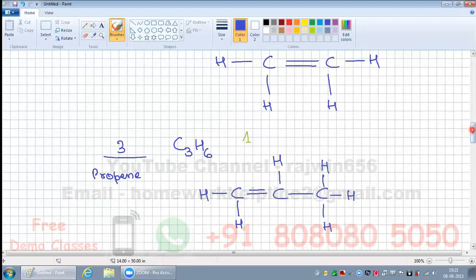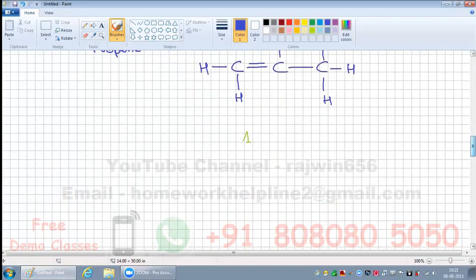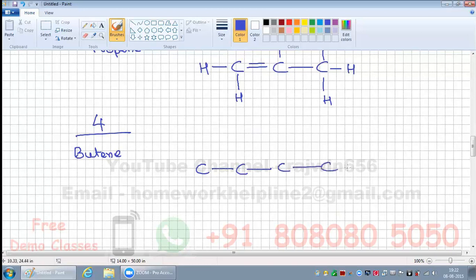The last one. Okay, 4 carbon atom compound. That's going to be butene. Okay, so here 4 carbon atoms are there. Alright. Now here there are 2 possibilities.